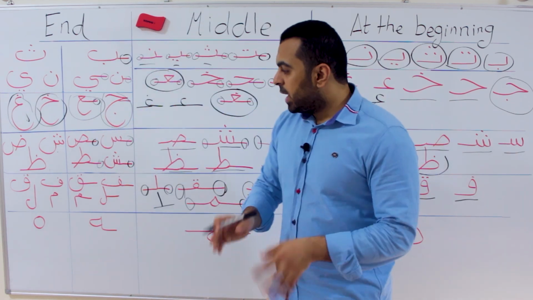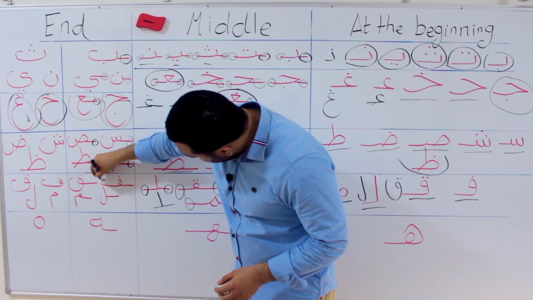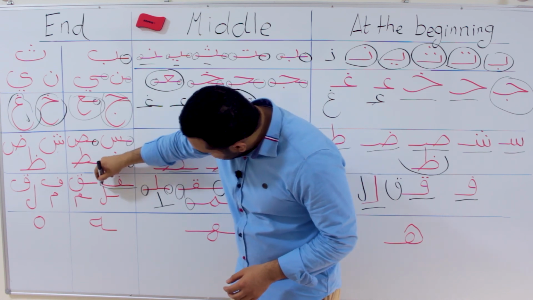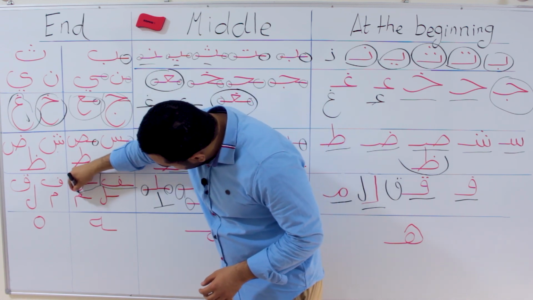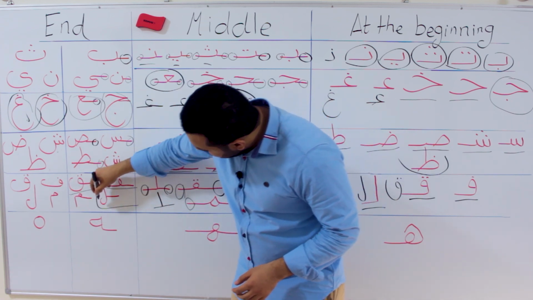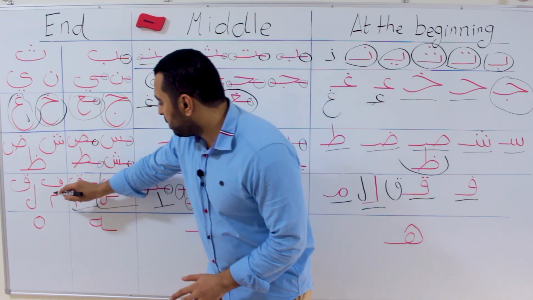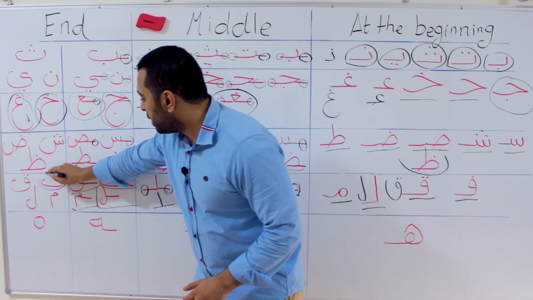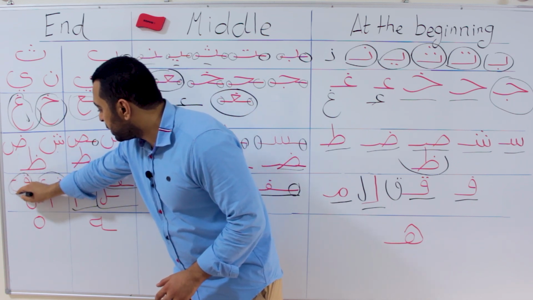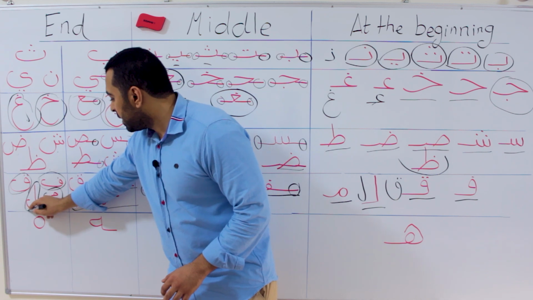Now, at the end form, this is Fa, and this is Qaf, and this is Lam, and this is Mim. In a separated form, this is Fa, the default. Now we come back to the default: Qaf, Mim, and Lam.